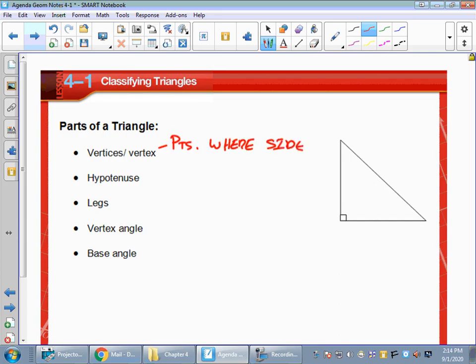You're going to have your 3 sides of a triangle. Where every 2 of those sides intersect is going to be called a vertex. In this triangle over here to the right, I'm going to draw in some vertices here. I'm just going to say A, B, and C. Those points would be your vertices of the triangle, where each of those lines meet. The hypotenuse, that's when we talk about right triangles. It's only in a right triangle, and it's the longest side.